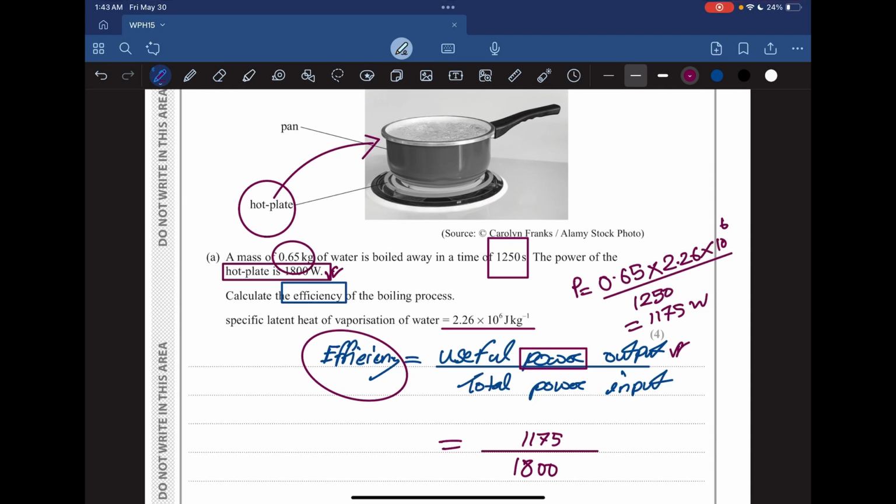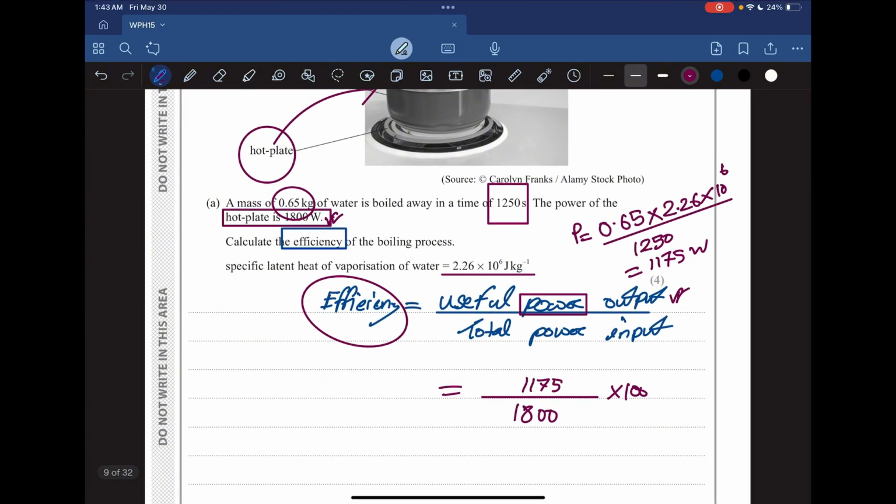This will give us a value of, we can actually multiply it with 100. It actually depends, it's your decision whether you want to multiply with 100 or not. I will always multiply. So this will give us a value of 65%.